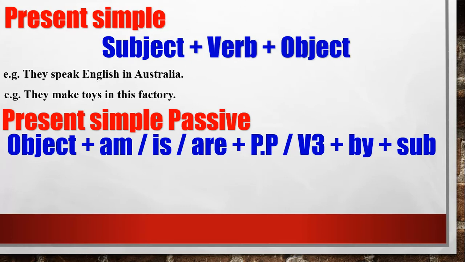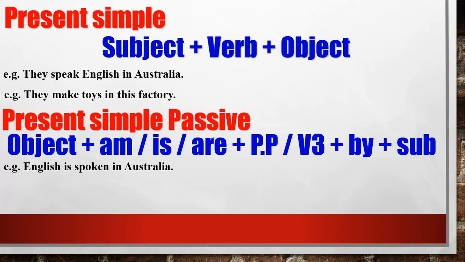Okay, after English we must use verb to be, am or is or are. English is a singular noun, so we will use is. So we will say English is. The past participle form of the verb speak is spoken. So the answer is English is spoken in Australia. English is spoken in Australia.